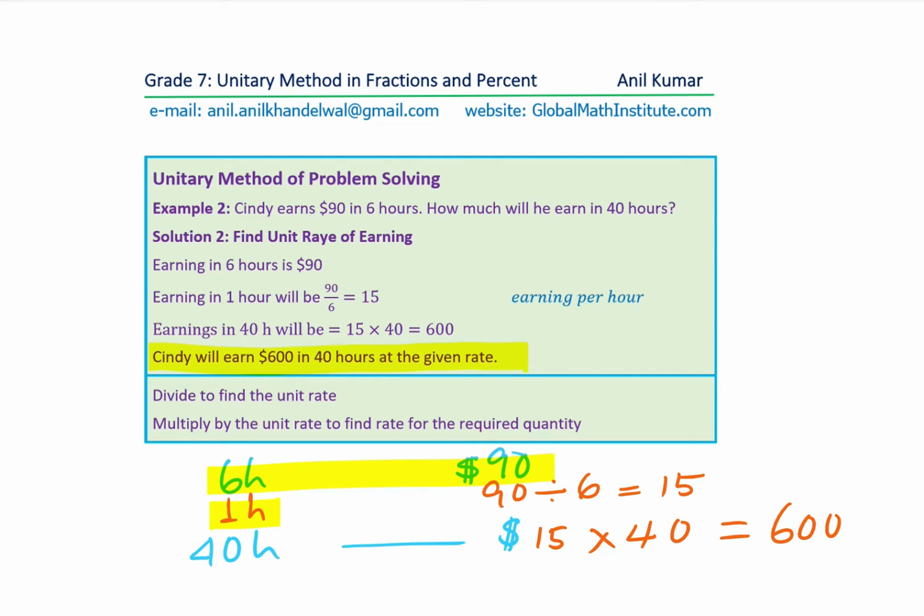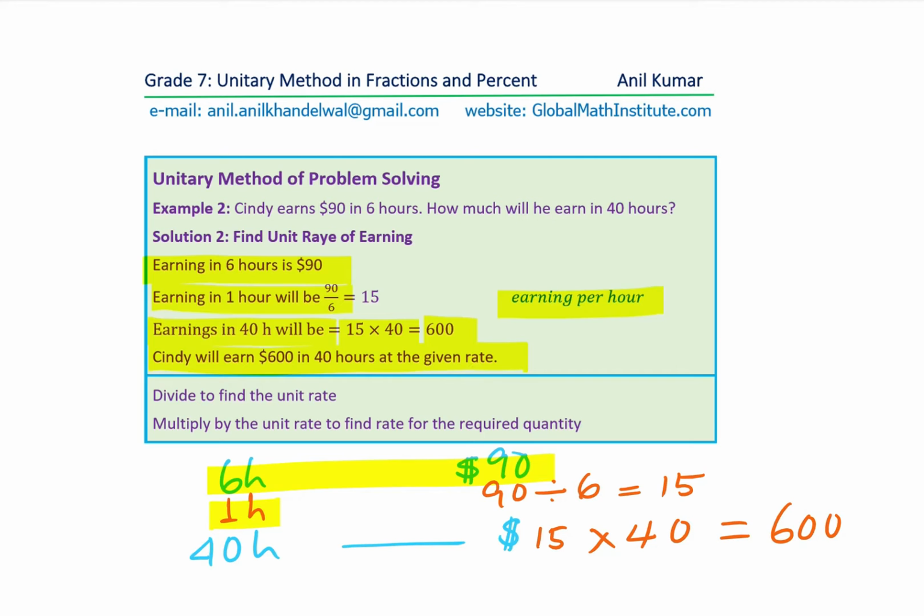Per unit. That's what we mean, right? So earning per hour is important. So again, the steps involved will be: earning in 6 hours is $90. Earning in 1 hour will be 90 divided by 6, which is 15. And earning in 40 hours will be multiply 15 by 40. You get the answer 600. Write the statement: Cindy will earn $600 in 40 hours at the given rate.